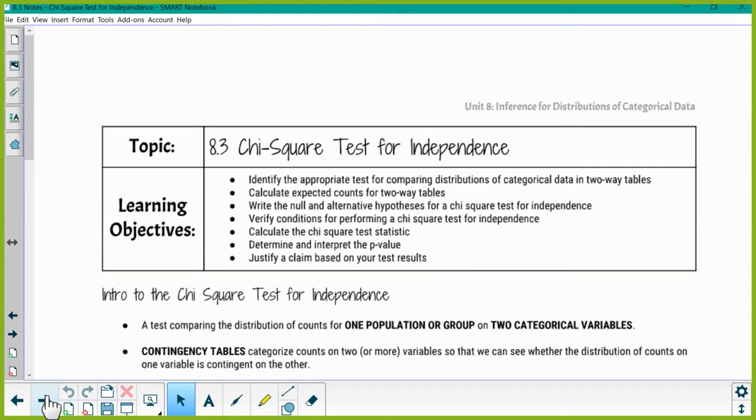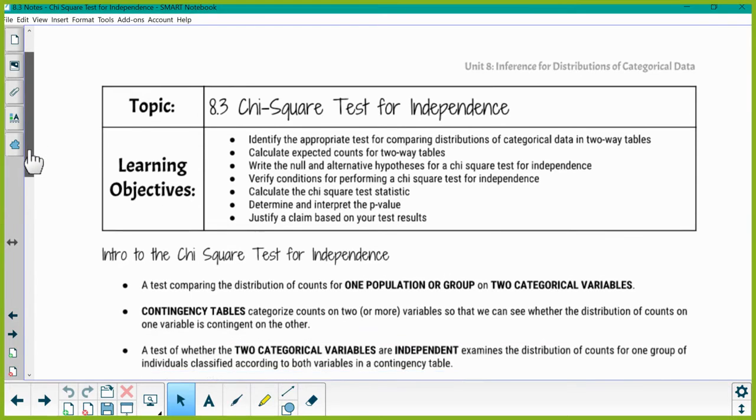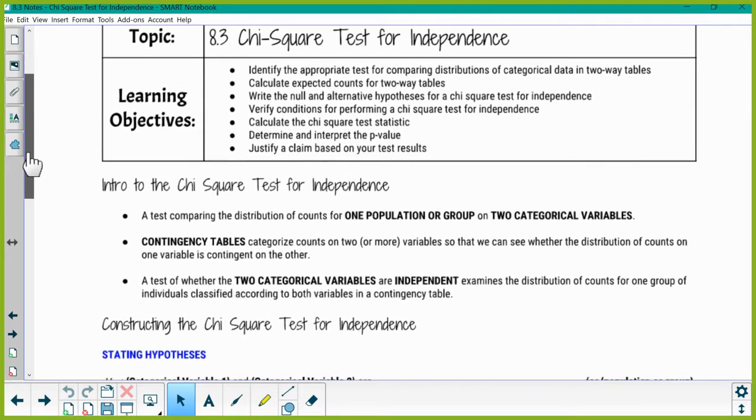The nice thing about the chi-square test for independence is it's going to be the same mechanics as the chi-square test for homogeneity. Everything is basically the same. The only difference is our null and how we write it and our alternative. So again, we are going through just the mechanics of the chi-square test of independence.